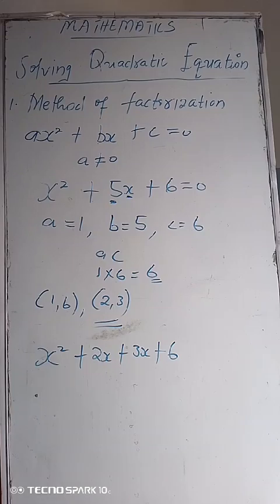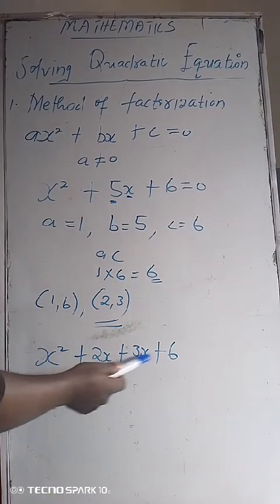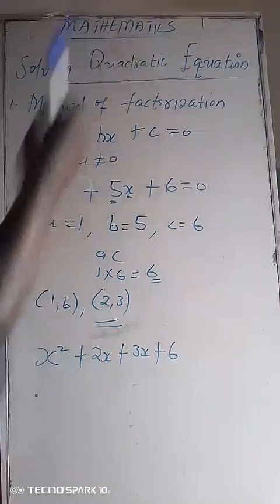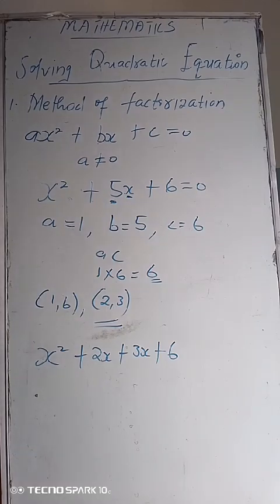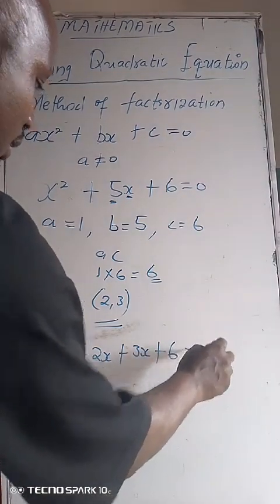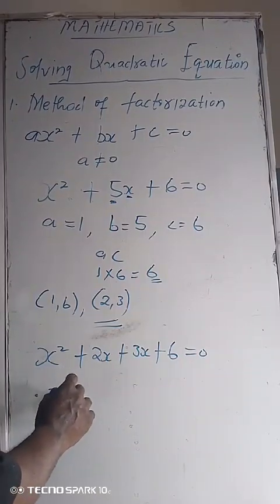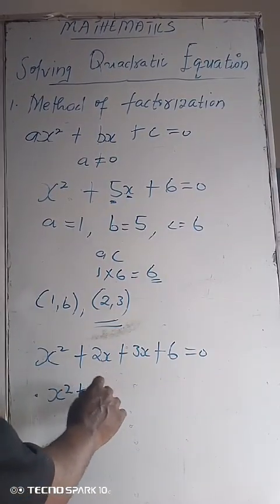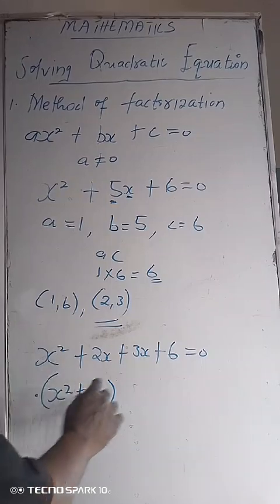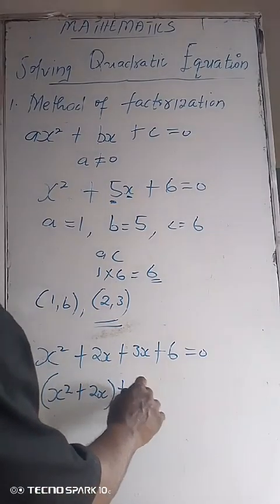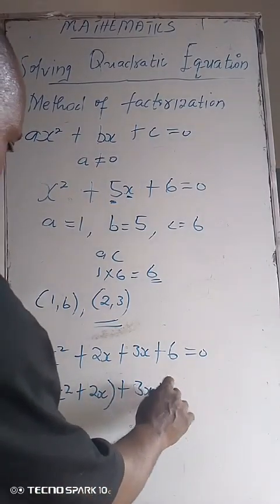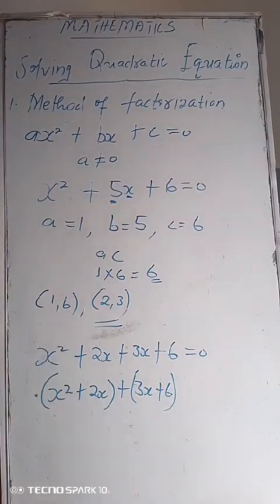Don't forget that when you add 2x plus 3x, we are still getting back the 5x. But now something has happened: we are getting 1, 2, 3, 4 terms instead of 1, 2, 3. So now that we have 4 terms, we can do the grouping. The first 2 will be in one bracket, and the last 2 will be in another bracket. So we have x squared plus 2x in one bracket, plus 3x plus 6 in another bracket.